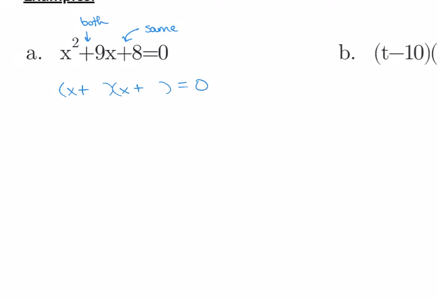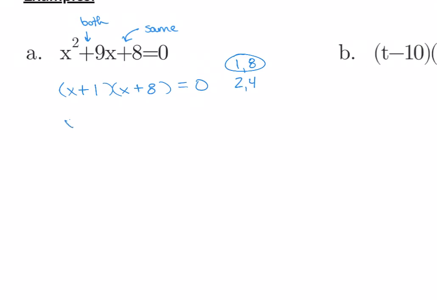All right, what multiplies to 8? We get 1 and 8, 2 and 4. We want to pick a pair. Remember that since they are same signs, we want to add to 9. So we're going to go with 1 and 8. All right, this is factored now.